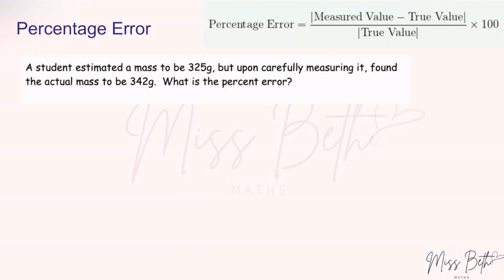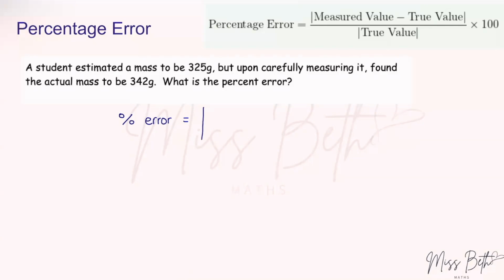Okay, so here our question says a student estimated a mass to be 325 grams, but upon carefully measuring it, found the actual mass to be 342 grams. What is the percent error? Okay, so you just need to substitute into your formula. So make sure, of course, you get the two different values the right way round, okay? So here it's a little bit confusing in the sense that it says measured value and the true value, okay? The measured value in this case is the student's estimation, okay?